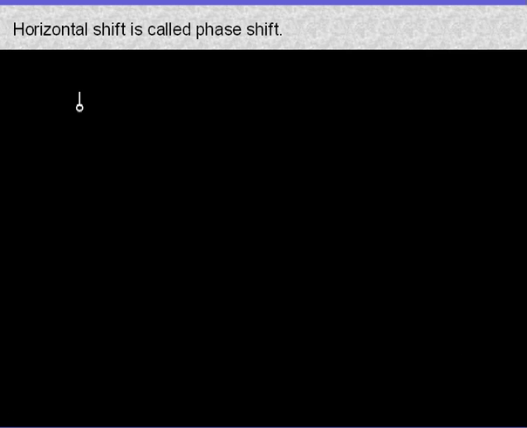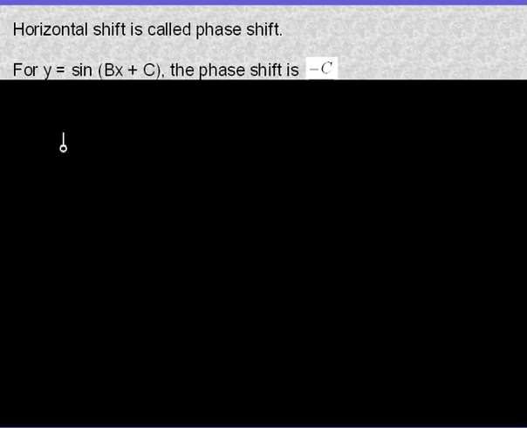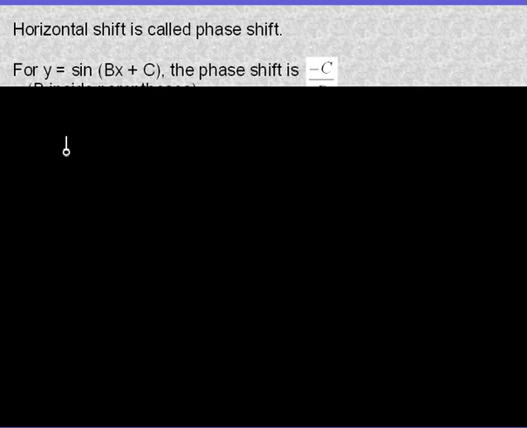Phase shift is a horizontal shift, whereas we have vertical shifts up and down. Those are pretty easy to implement. Phase shifts are a little harder for a couple of reasons. First of all, because you can have two forms of your trig equation.